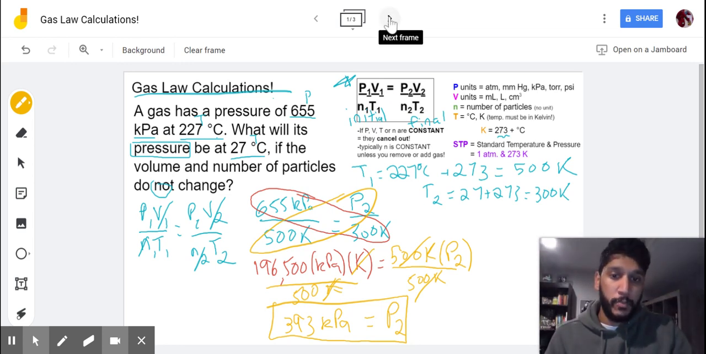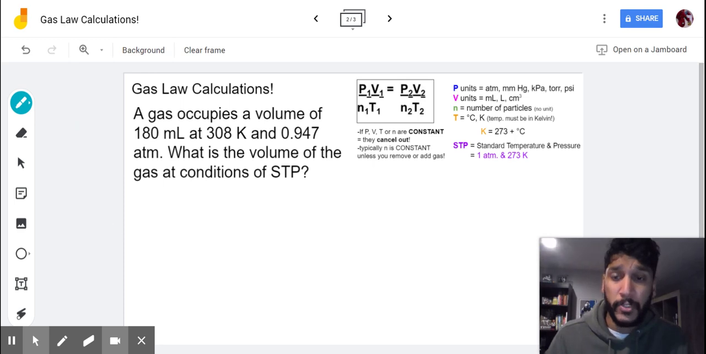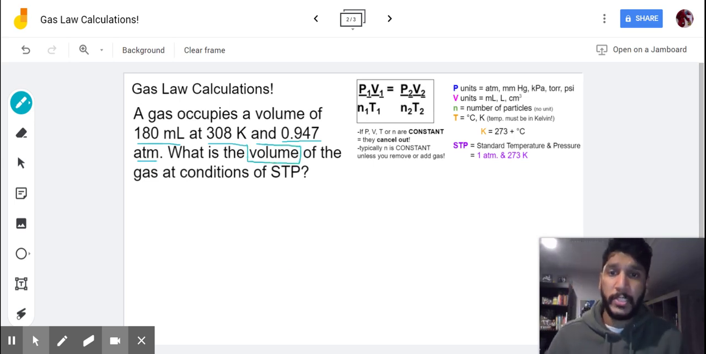Let's go and jump over to problem number 2. A gas occupies a volume of 180 milliliters at 308 Kelvin and 0.947 atm. What is the volume of the gas at conditions of STP?